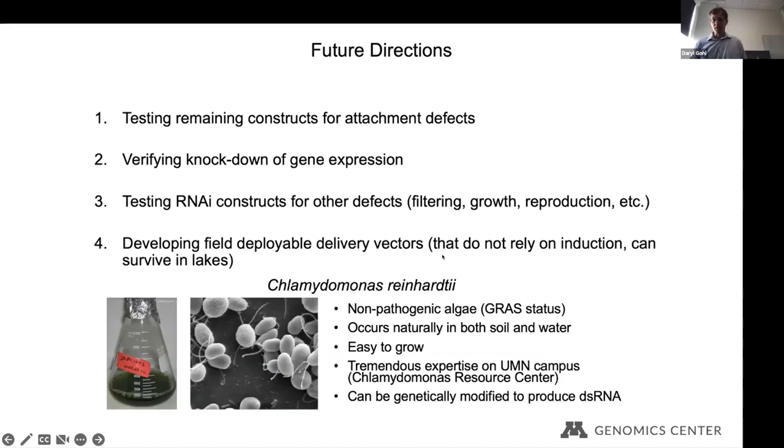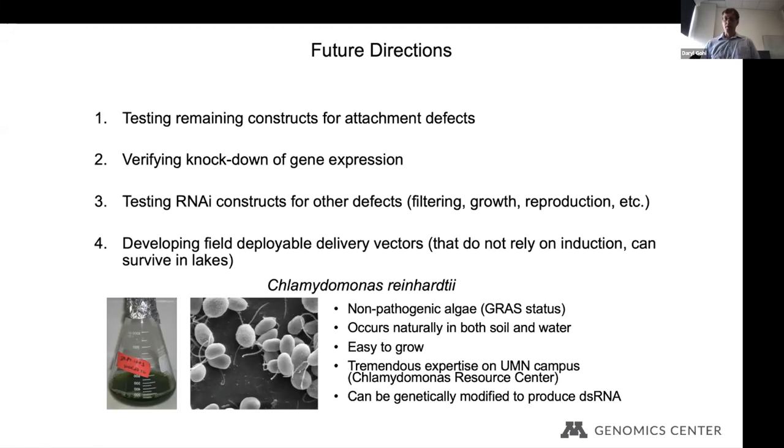Ultimately, the system that we're using to deliver these RNAi constructs right now is not something that we could apply in a field setting. The bacteria require induction with a chemical inducer to produce these double-stranded RNAs. So, thinking about the future, we also want to start working on delivery vectors that produce these double-stranded RNAs continuously, as a way of building something that could potentially be deployed in the field.